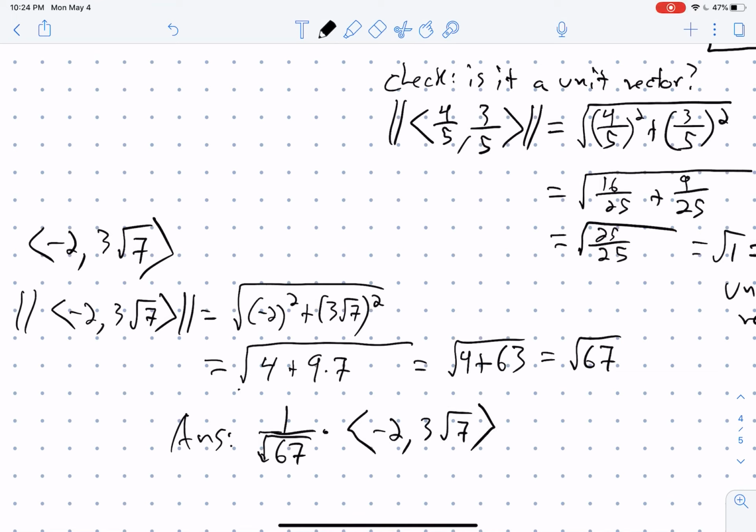Now, in fact, you can leave it like this, right? Or we could multiply that 1 over radical 67 inside times each of the pieces here. It's up to you which way you want to leave it. I'm going to leave it like this for now. Depending on what the problem is asking for, you may do that, or you may do something similar. All right, that's it for unit vectors.